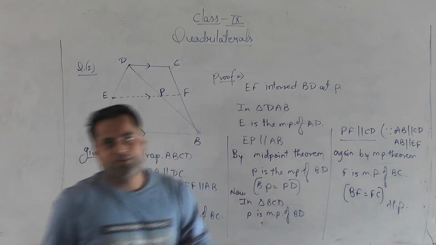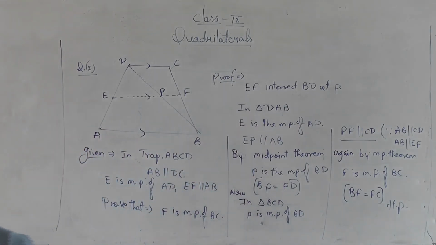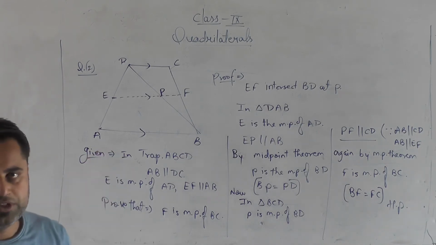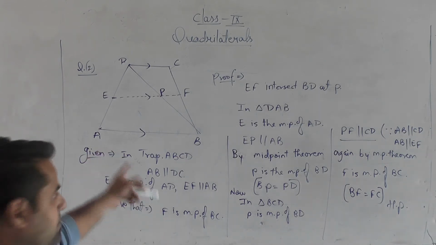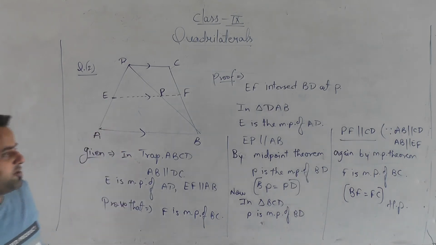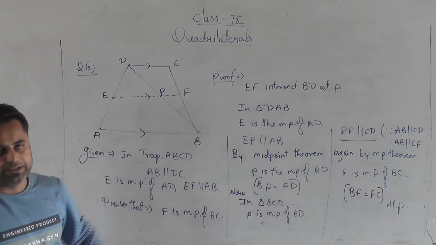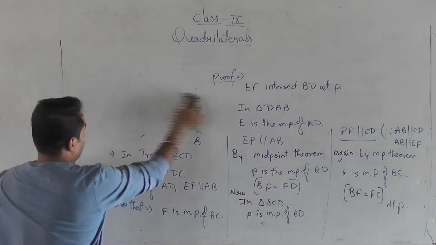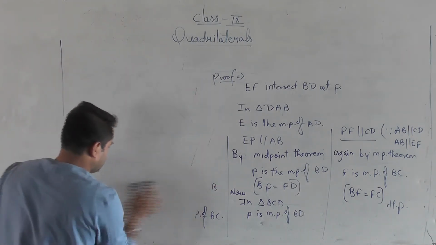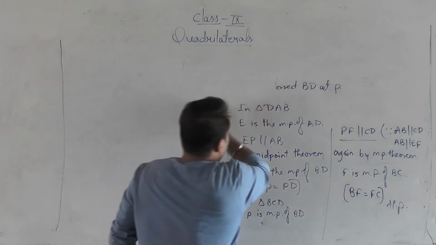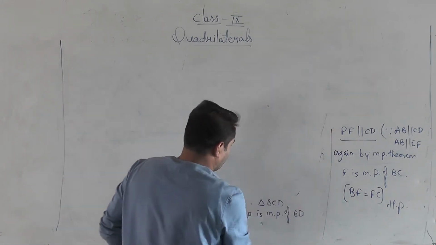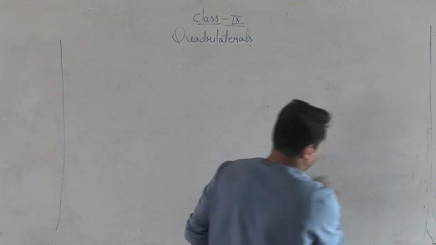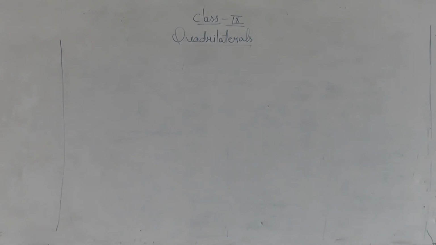So with the help of the midpoint theorem, we can say in a quadrilateral, or in a trapezium also, that the line drawn from the midpoint of a side parallel to another side bisects the third. So this is the actual use of the midpoint theorem, how we are using it. Now let's see some more different questions of quadrilaterals, which you will understand better.